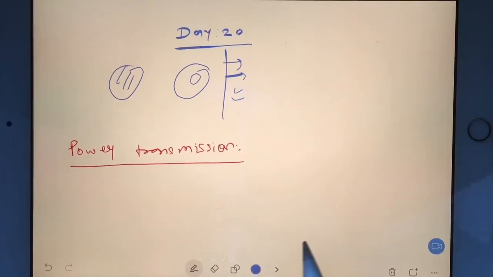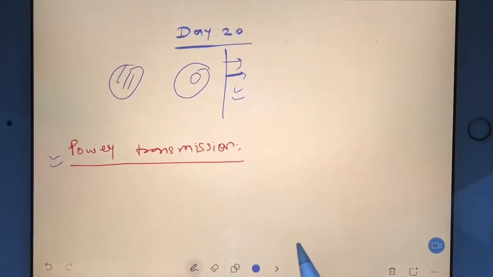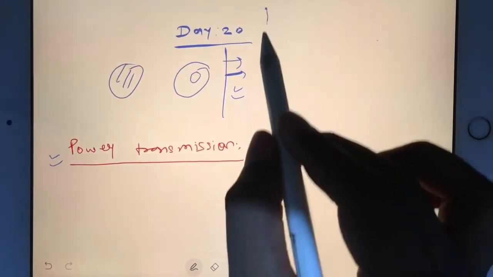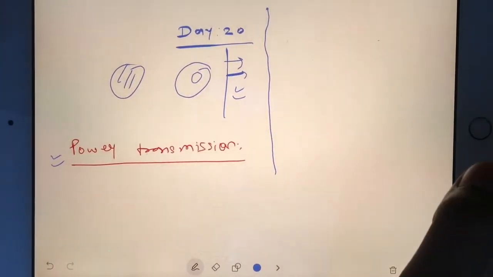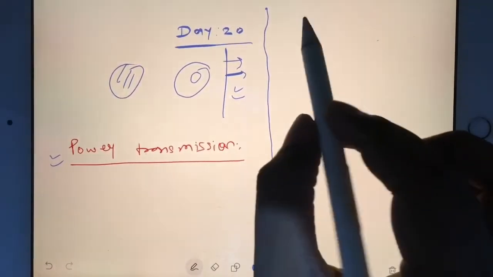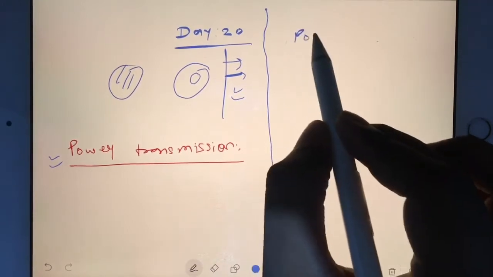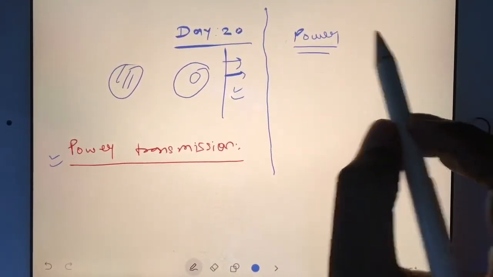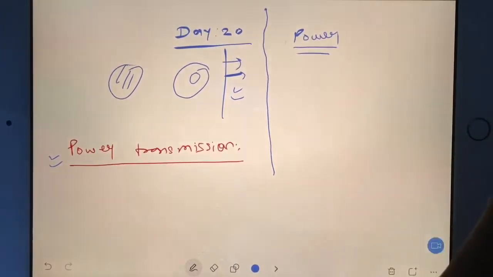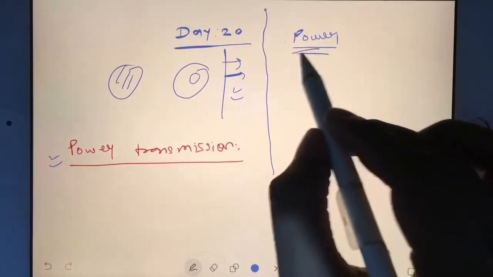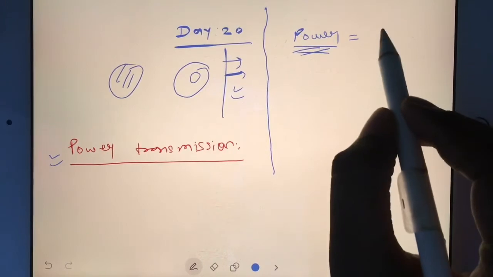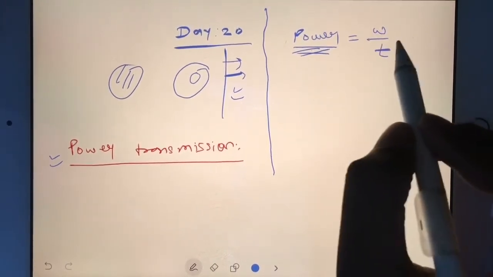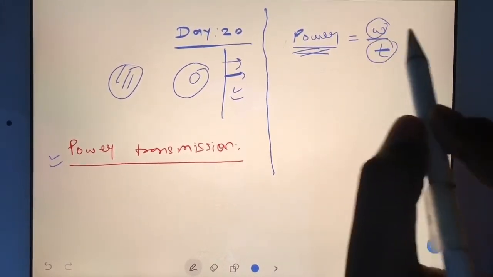So actually, if you want to understand this power transmission, before that, we should develop one basic idea from physics. In that idea, what is called power? Power, I have already taken this in some previous videos. I think in the bridge course I have taken this class. What is power? Actually, power you can say W by T, like work done per second.